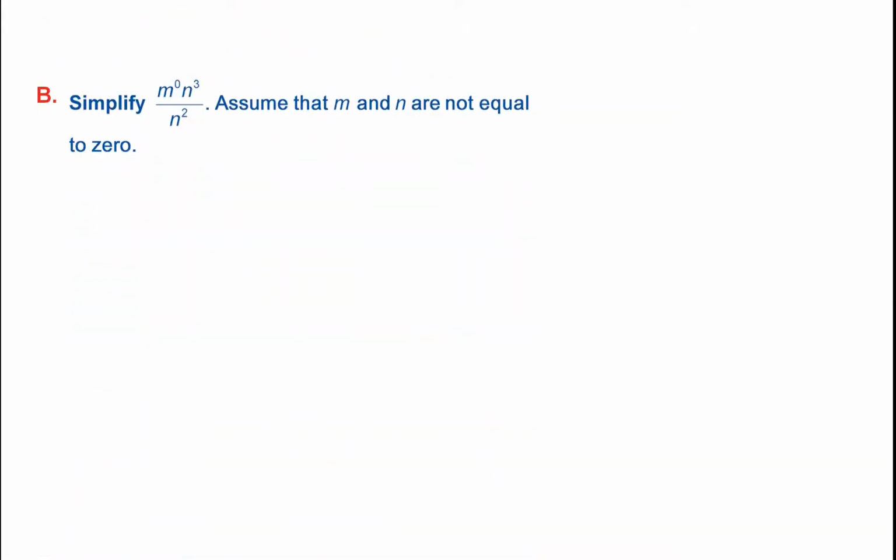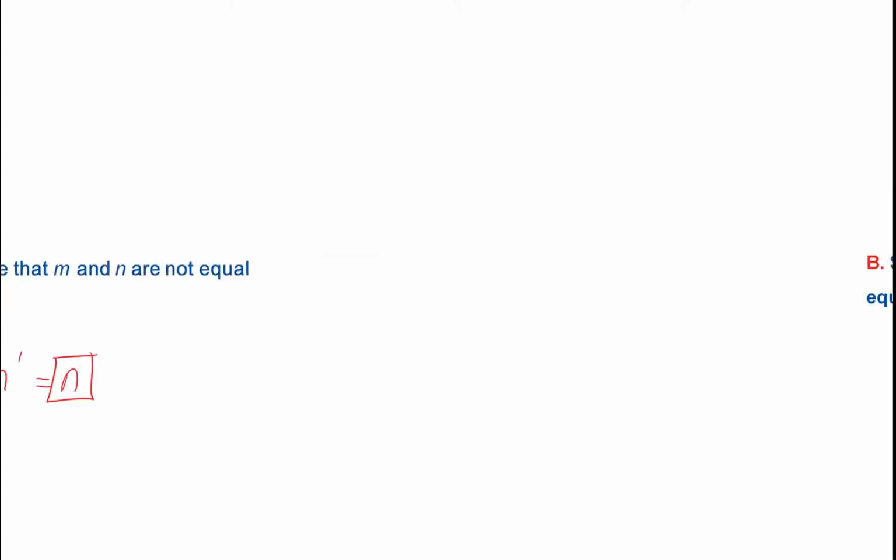Simplify n to the 0th times n cubed divided by n squared. Well, n to the 0th is just 1, so you now have 1 times n cubed over n squared. Quotient property, the bases here are the same. Subtract, you're left with n to the 1st, which is n. Don't write that 1. It's just implied in the answer. Makes it nice and neater. Means you know what you're doing if you don't write the 1 at the end. So n. Okay, good.